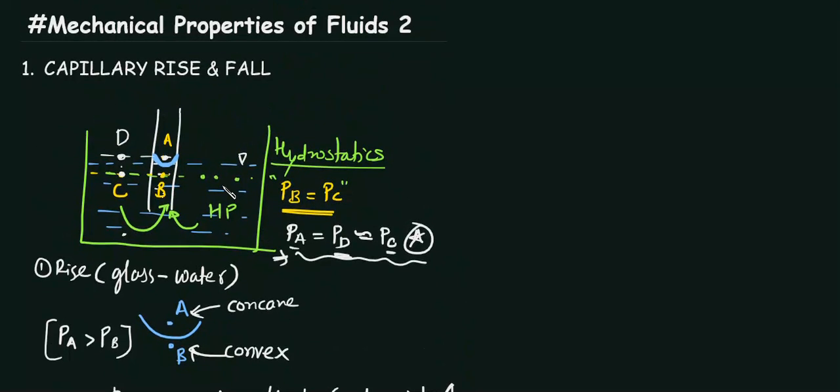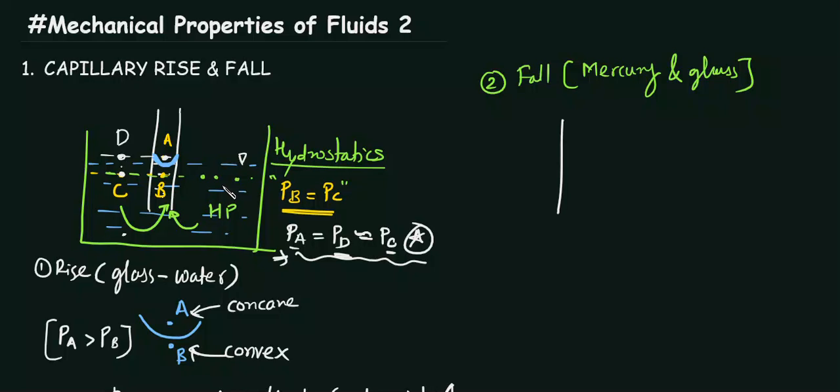Okay, now if I'm talking about the fall, I would take the example of mercury and glass. I'm taking the same diagram here. Let's say this is the mercury. Mercury is not of blue color, but still let's understand it. And this is the capillary, let's say. And you know that if the mercury is poured in it, or there is some contact, the mercury is like this, isn't it? The convex kind of thing.